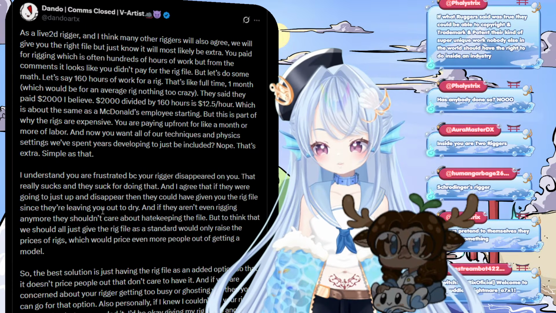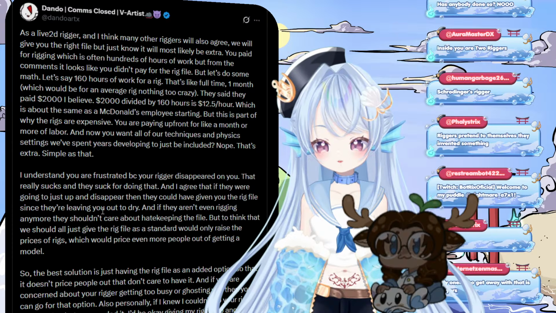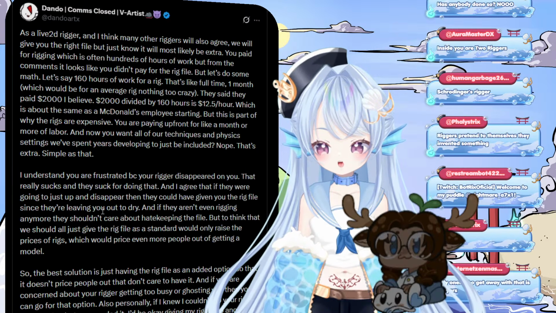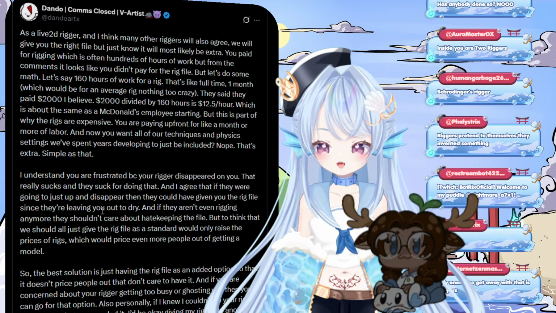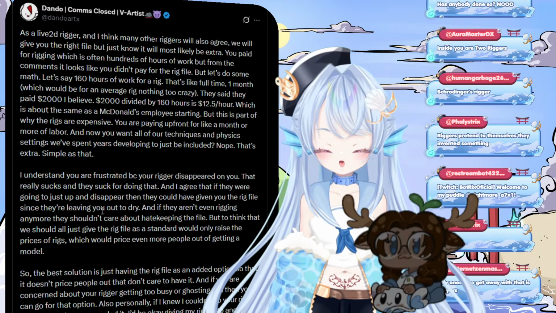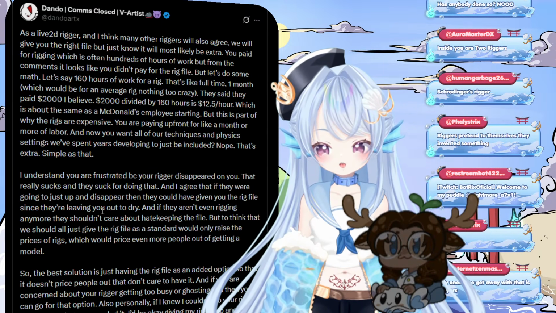But this part is why the rigs are expensive. You're paying upfront for like a month or more of labor. And now you want all of our techniques and physics settings? We spent years developing just to be included? Nope, that's extra. Simple as that.